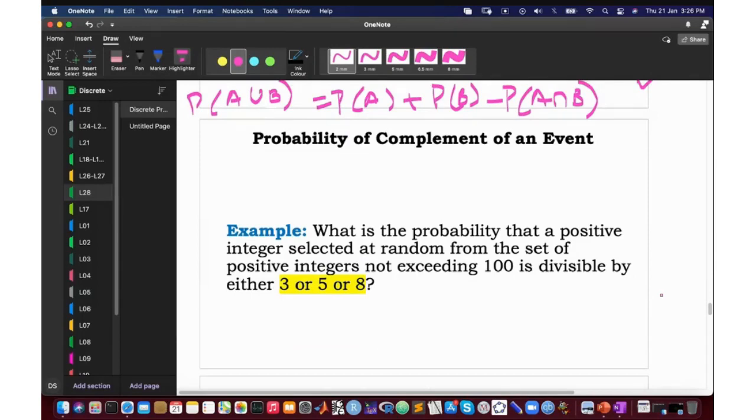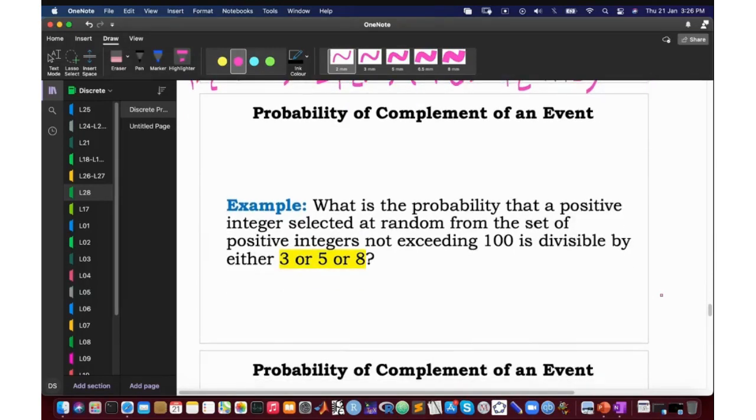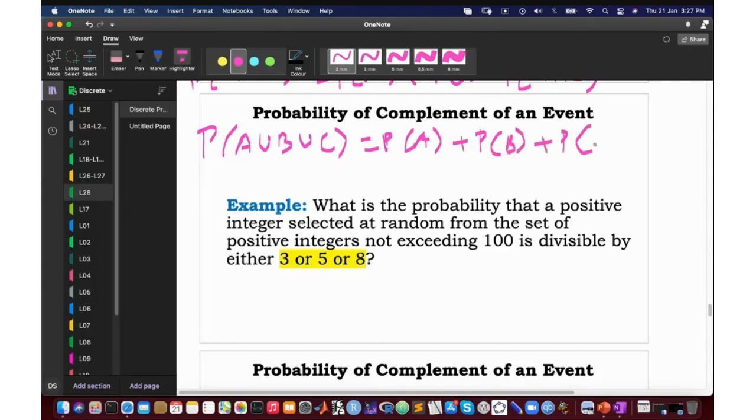Here is one more question, and I'm probably not going to completely solve it, but I'm going to give you a heads up. I'm interested in the probability of A union B union C. There are 3 events here. So I would need the probability of A, the probability of B, and the probability of C. Then I would need to subtract the probability of A intersection B, then B intersection C, then A intersection C.